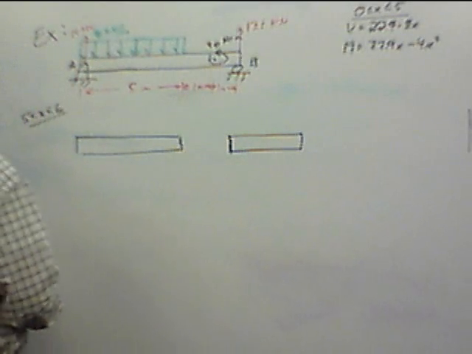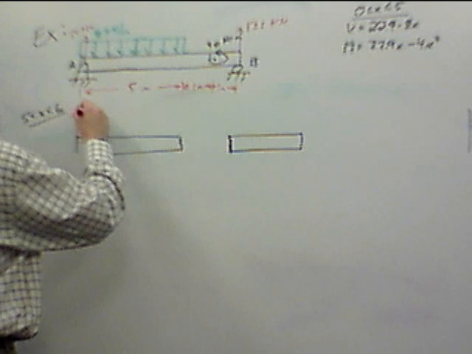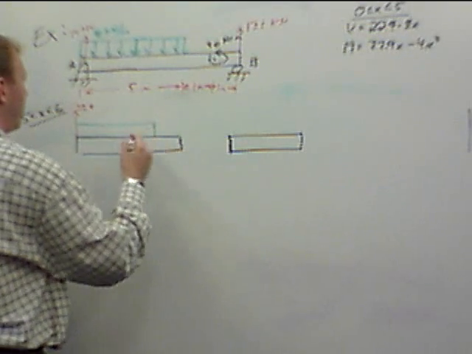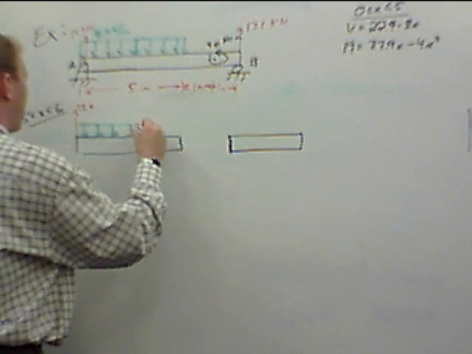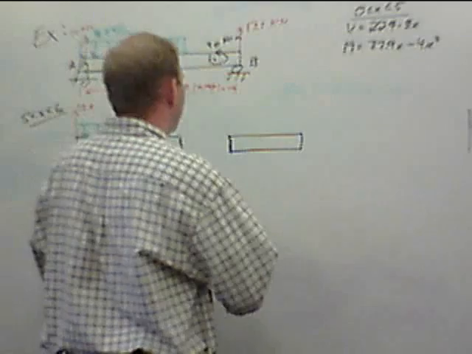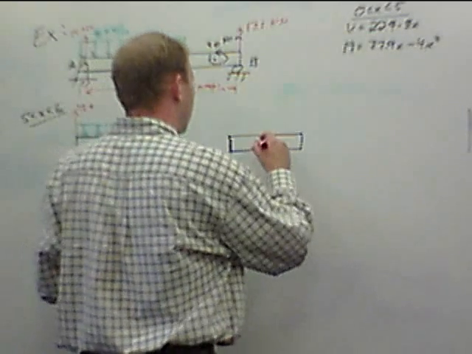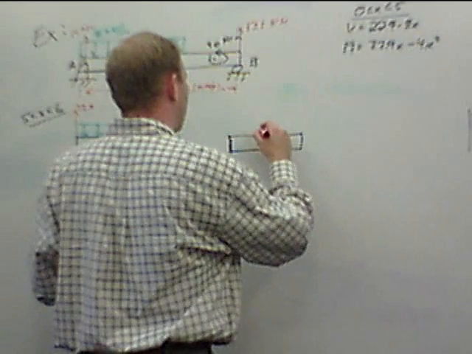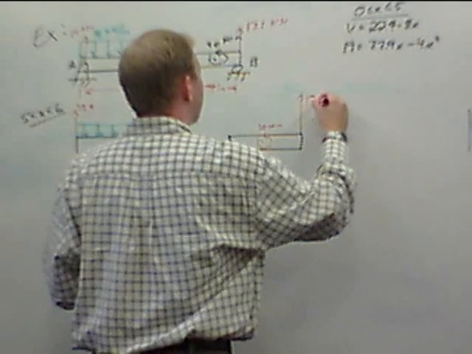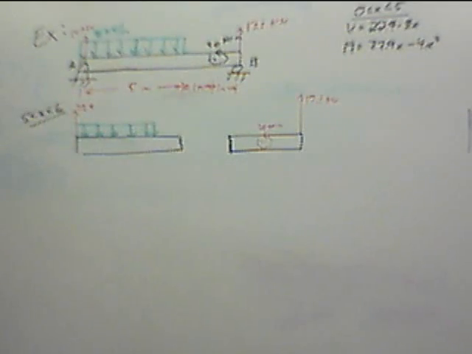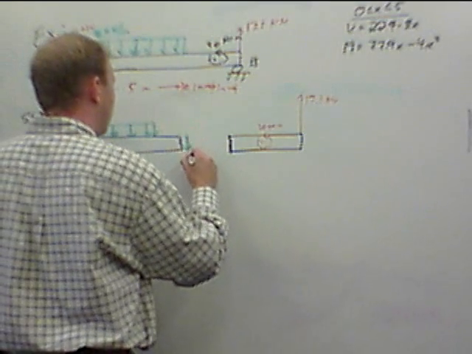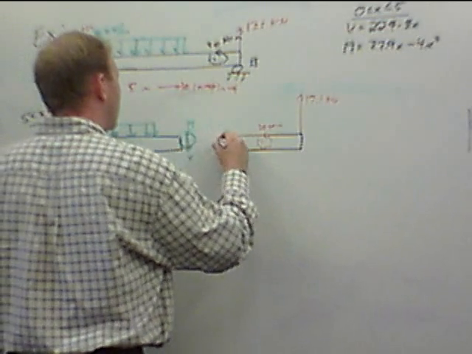Forces acting on this: we have our 22.9. Our entire distributed load acts on this half now. We have our 20 kilonewton meters here, and we have support force of 17.1 kilonewtons. Well, we also have our internal forces, shear and moment.